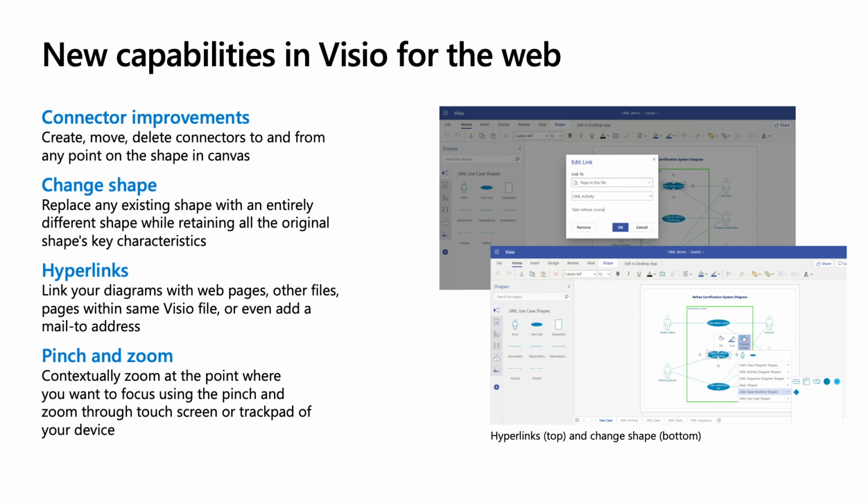We have also added support for hyperlinks, and you can link the shapes present in your document to other web pages or files or pages within the same Visio file, or you can even create a link to an email address. And by providing support for the pinch and zoom feature, we have improved the experience on touch devices for users.